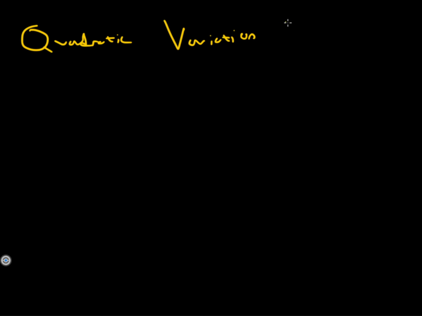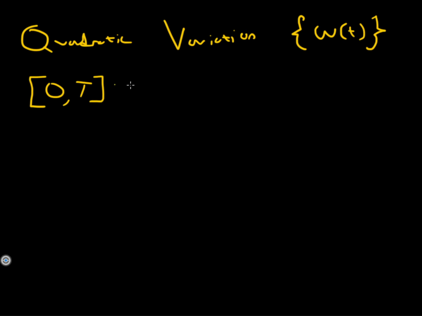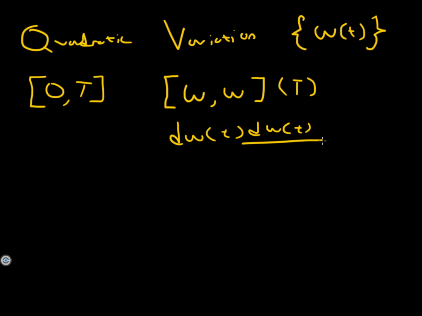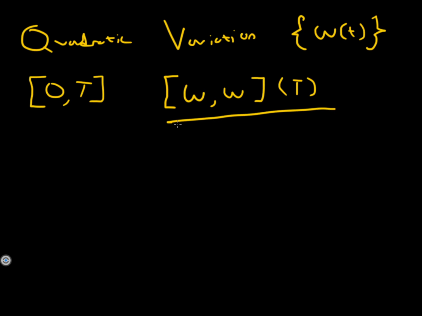Now, assume we have a Brownian motion omega t and assume a timeline from 0 to t. How do we compute the quadratic variation? Looking at the quadratic variation, we can write it in different forms. Most commonly, omega of omega of t, or d omega t, d omega t. This is the shortened version of the quadratic variation, which is used within Ito calculus. But currently, since we're not doing Ito calculus, we'll be using this notation.